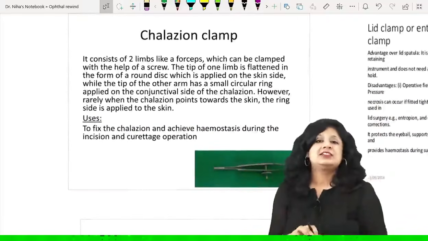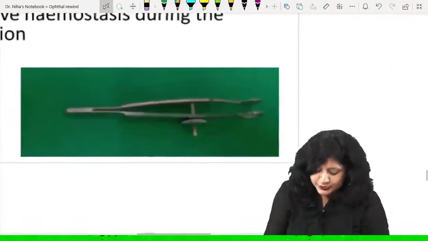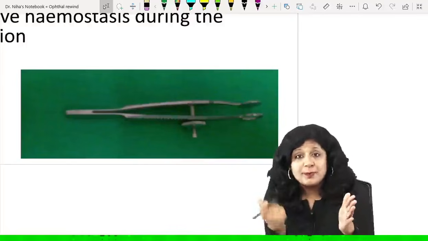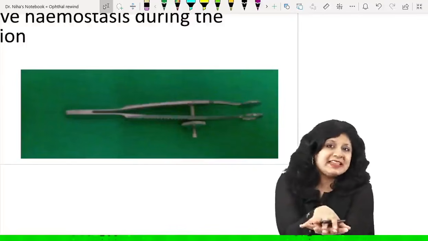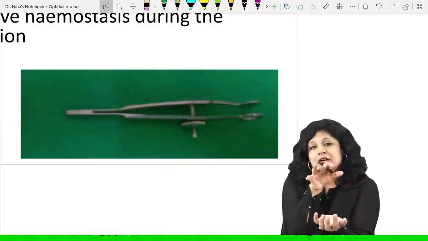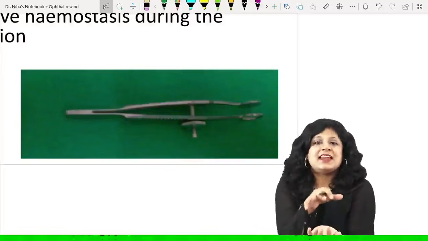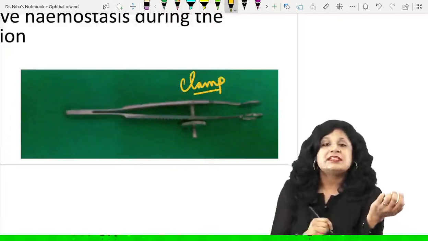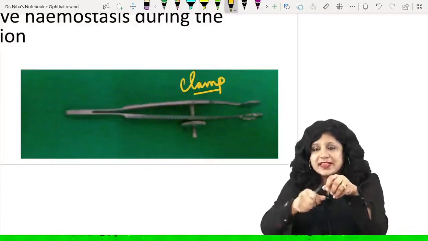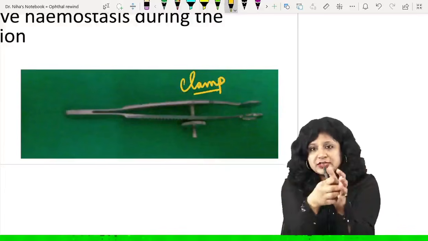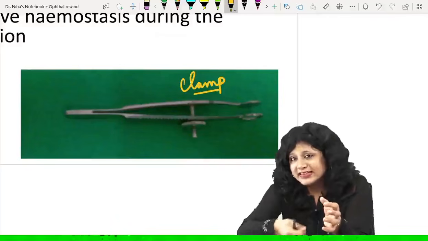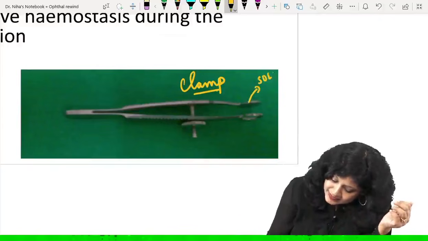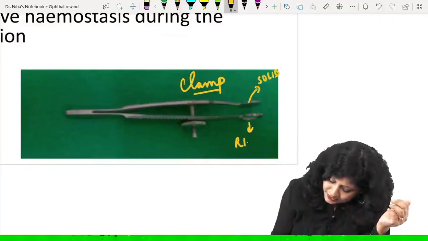Now the chalazion clamp. See, I told you that when you have to work on the chalazion, you have to scoop out the contents. First, you have to stabilize the chalazion. So, how to stabilize that chalazion? For that, we are using this chalazion clamp. In this clamp, what is there? A screw is there. You can put the chalazion in between this clamp, and then we can screw it, tighten it for the stabilization. Now, one end is the solid end and another end is the ring end.